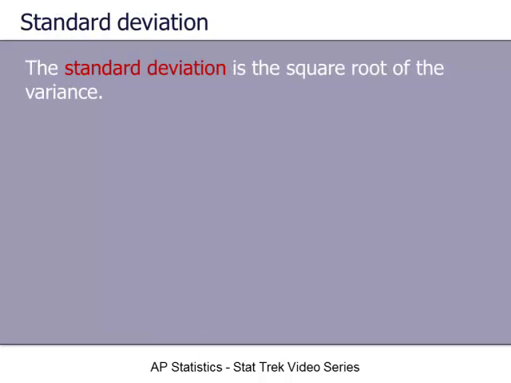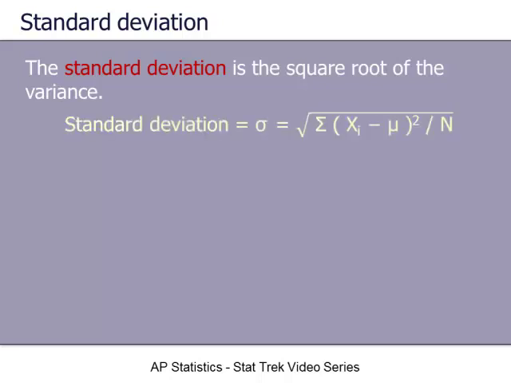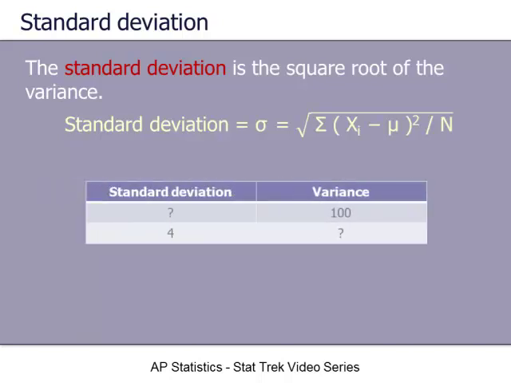Once you understand variance, the standard deviation is a piece of cake, since the standard deviation is simply the square root of variance. So to find the standard deviation of a set of data, you would compute the variance and take the square root. Let's work through a couple of examples.